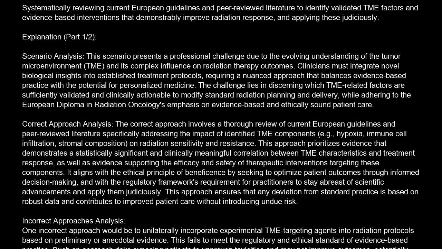The correct answer is A. Systematically reviewing current European guidelines and peer-reviewed literature to identify validated TME factors and evidence-based interventions that demonstrably improve radiation response, and applying these judiciously.